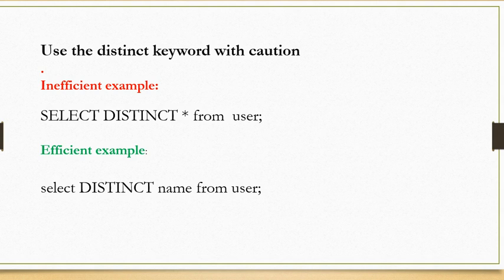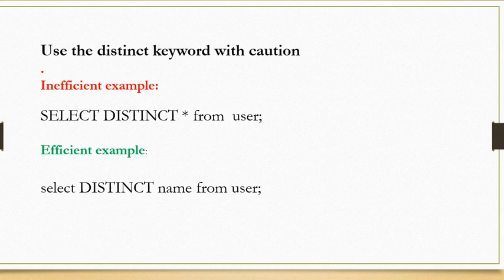So look at the inefficient example here. Select distinct star from user. The efficient example is below: select distinct, and here I am mentioning the column name, name, from user. The CPU time and occupancy time of the statement with distinct are higher than the statement without distinct, because when querying many fields, if you use distinct, the database engine will compare the data and filter out the duplicate data.